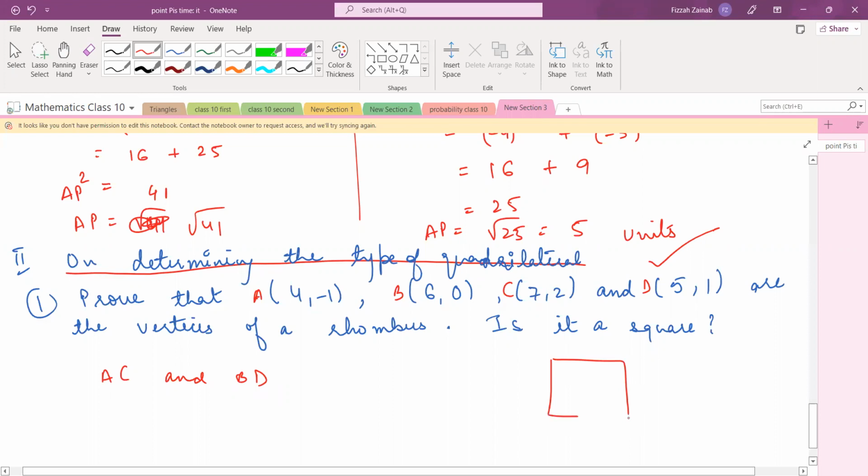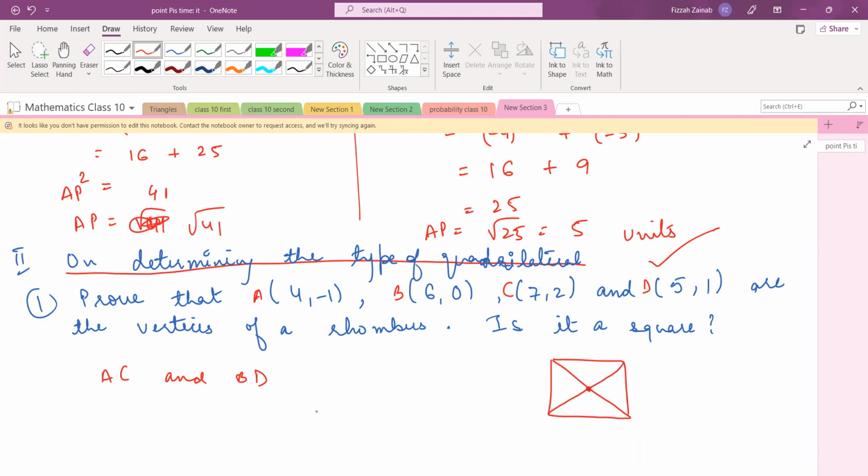Let's see here. If it is a square, let's say, I find the coordinates of the midpoints. If from both I'm getting the same coordinates, that means the diagonals are bisecting each other. Yes, ma'am. And we can say that it is a rhombus.